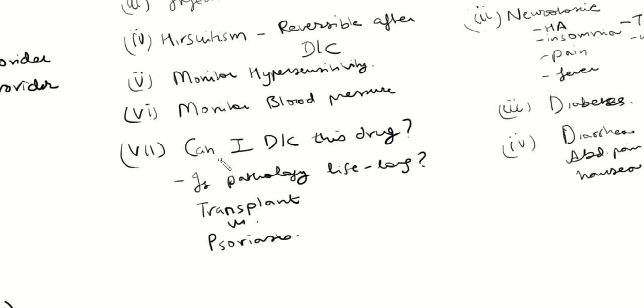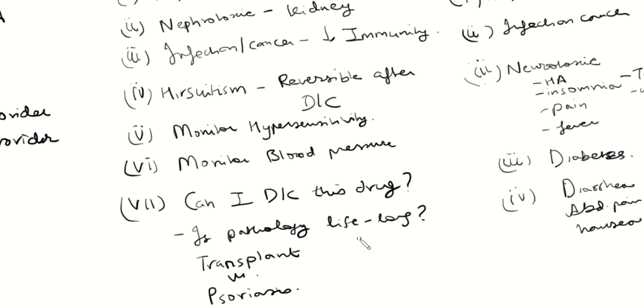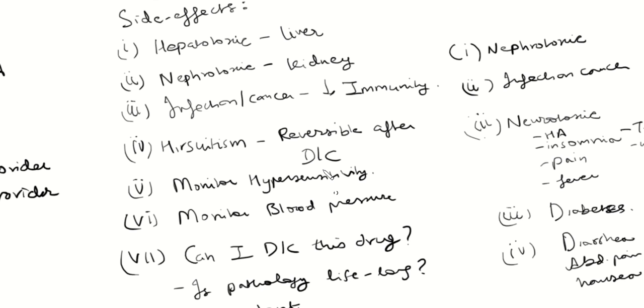One of the questions that come up is, can I discontinue this drug? So the question is, is the pathology lifelong? If somebody's going to be keeping the transplanted kidney lifelong, then they might need to be on the drug lifelong. However, if you're giving it for psoriasis and that gets better, then there's a chance that we may discontinue the drug. So again, these are some of the things when it comes to liver and kidney.